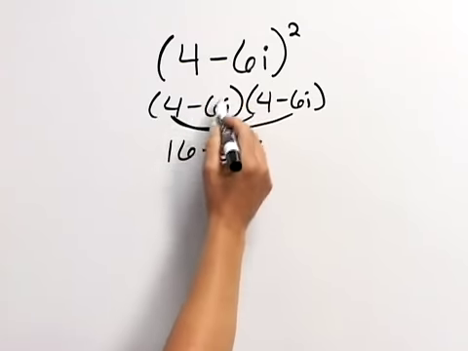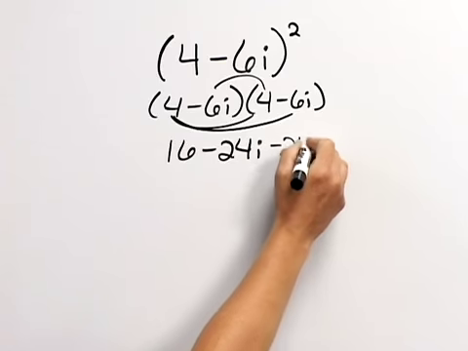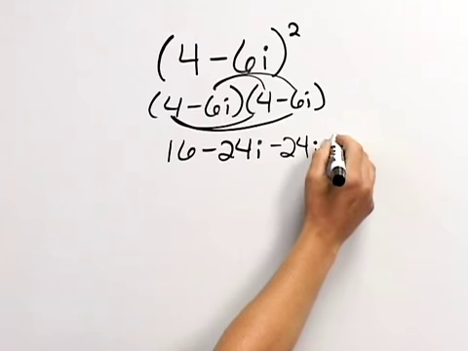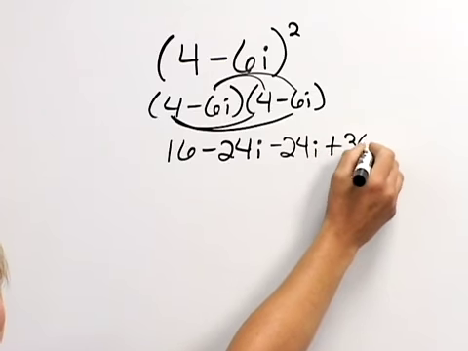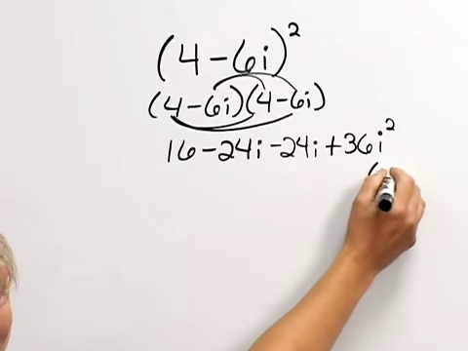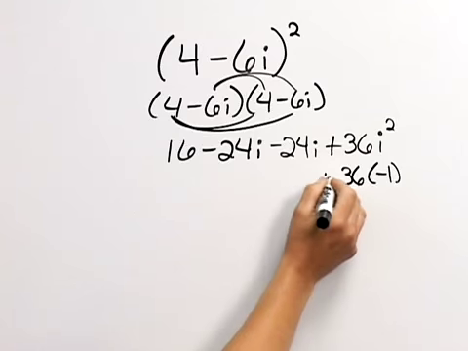And then distribute our negative 6i. Negative 6i times 4 is negative 24i. And negative 6i times negative 6i is positive 36i squared. Now remember, i squared is negative 1, so this is 36 times negative 1.